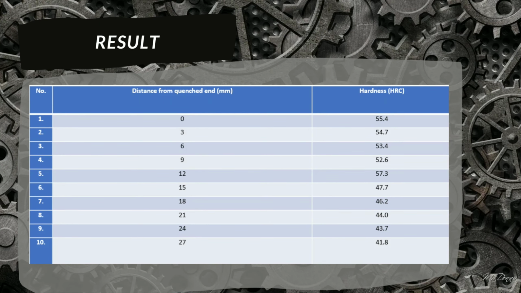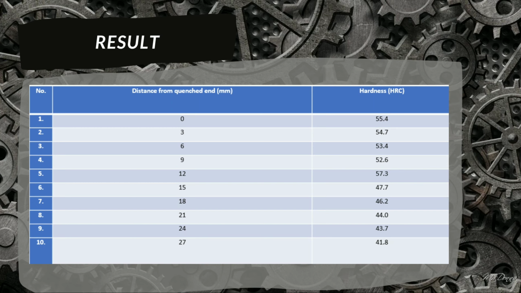Now, I will explain the result of the experiment. Number 1, when the distance from quench is 0 mm, the hardness is 55.4. Number 2, when the distance from quench is 3 mm, the hardness is 54.7. Number 3, when the distance from quench is 6 mm, the hardness is 53.4.